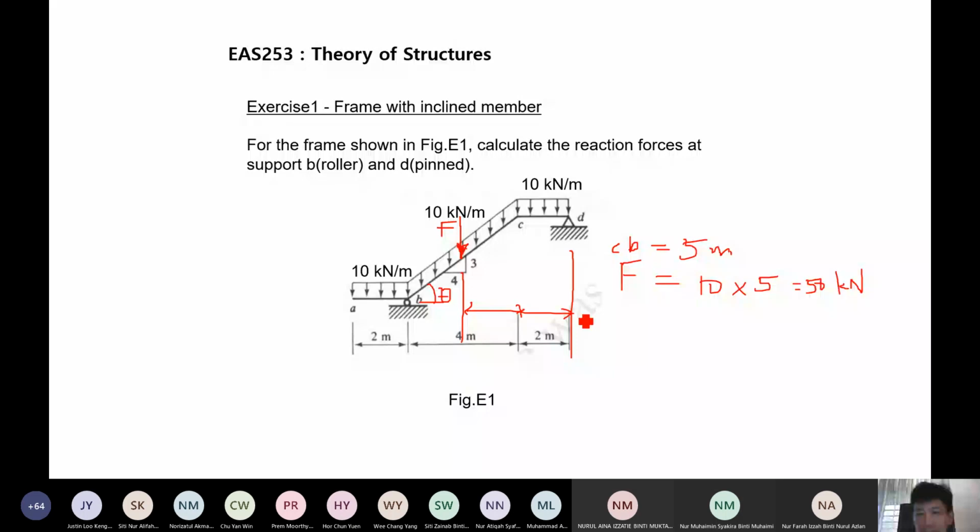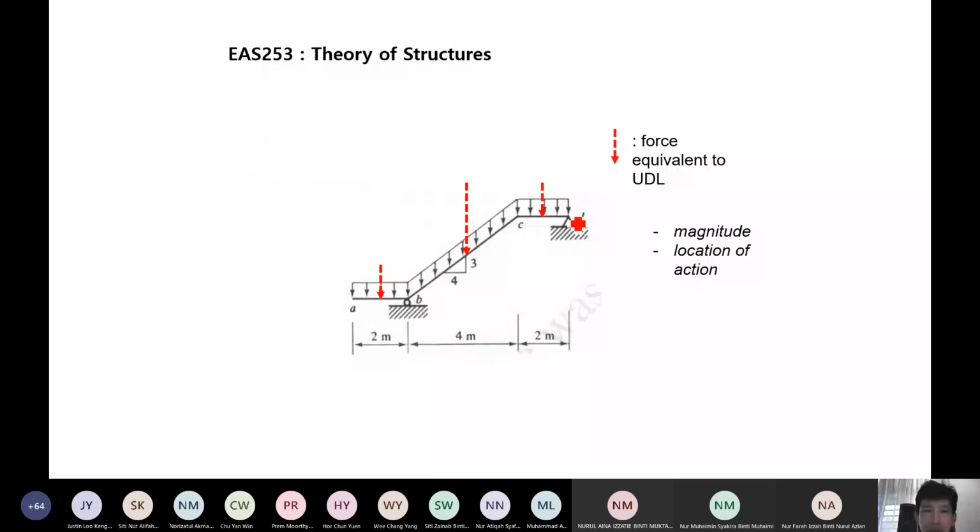Now, next, I show you the solution process. For those of you who have gone through and got the answer, you can compare now. This next slide shows the force equivalent to UDL. You need to get this force equivalent to the UDL, which is only this length multiplied with this height here. So this is 10 kilonewton multiplied with 2. This is 10 kilonewton multiplied with 5, the inclined member length. This one is 10 kilonewton multiplied with 2 to get this equivalent load, the dotted arrow here.